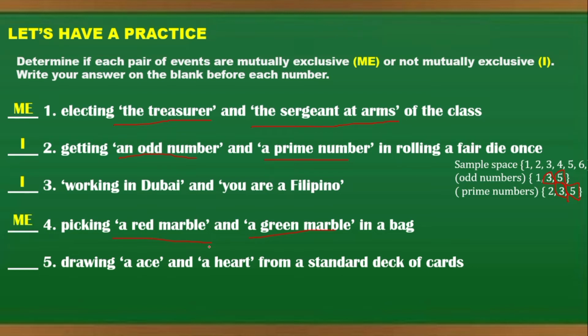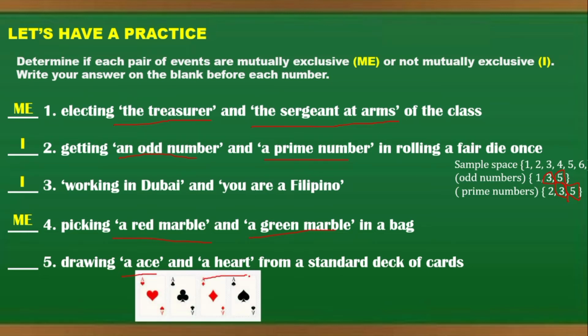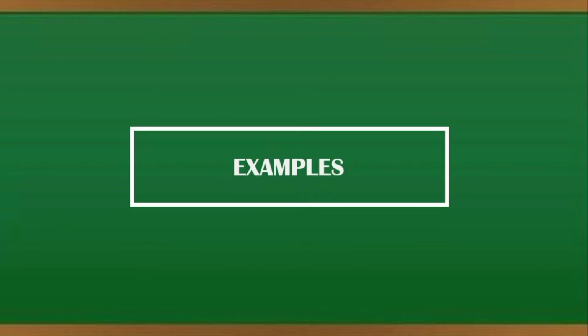Number 5. Drawing an ace and a heart from a standard deck of cards. As we all know, we have 4 aces: the ace of hearts, ace of clubs, ace of diamonds, and ace of spades. As we can see, we have here an ace of hearts. So this event can occur at the same time. So we can consider this as not mutually exclusive events. And now that we're done answering our practice, let's proceed to our examples.